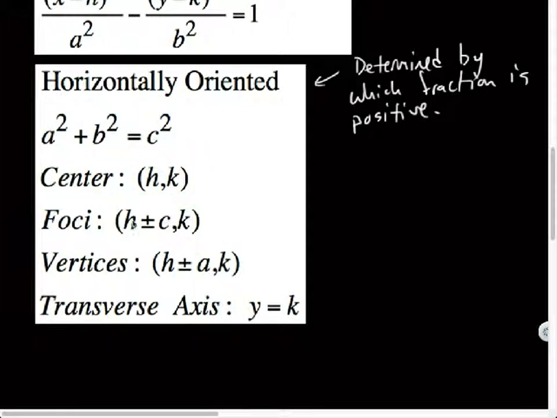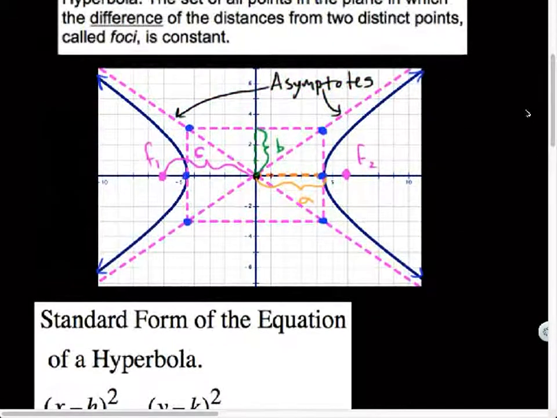The foci are c units away from your center in the direction of its orientation. The vertices are a units away in the direction of its orientation. It's got a transverse axis, which is this right here. The conjugate axis is this dimension here. The transverse axis is 2a units long. The conjugate axis is 2b units long.